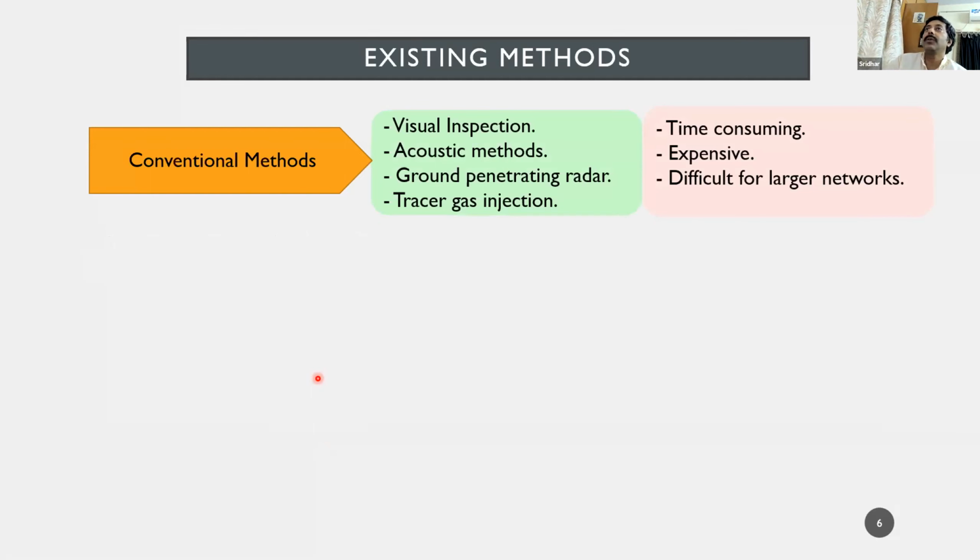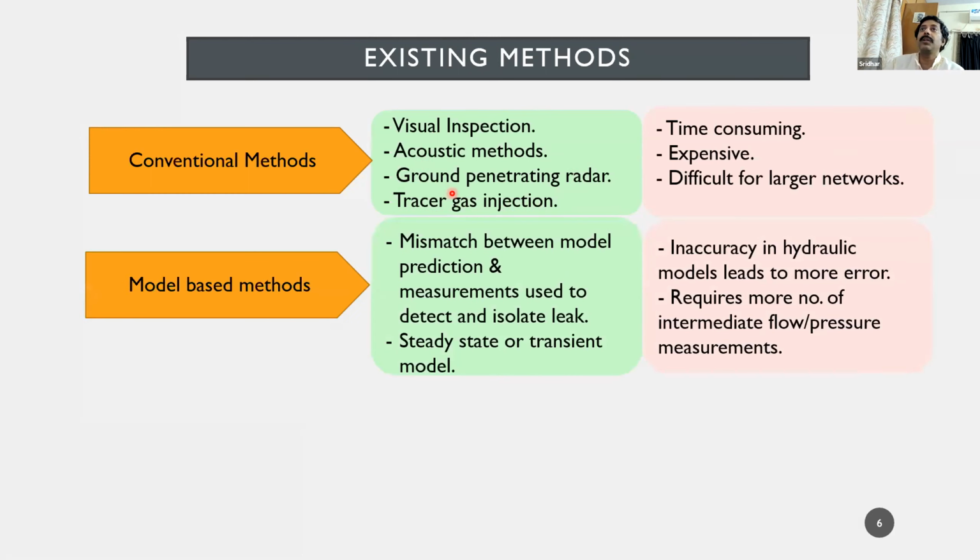Conventional methods include, these are possibly better for a limited, very small area. You can have visual inspection, acoustic methods, ground penetrating radar, or tracer gas injection. These might be useful once you have narrowed down the leak to a certain street or a locality. Then these kinds of methods could be used to identify the exact location in the network.